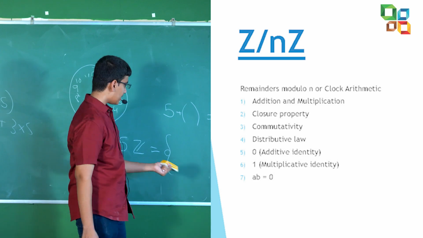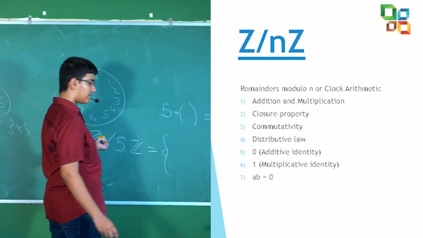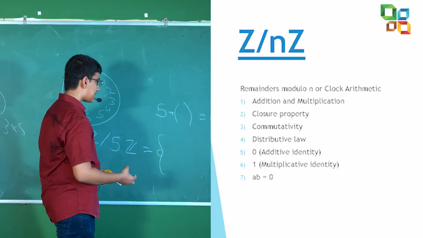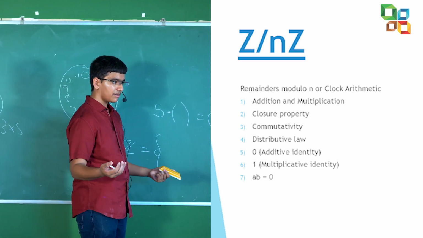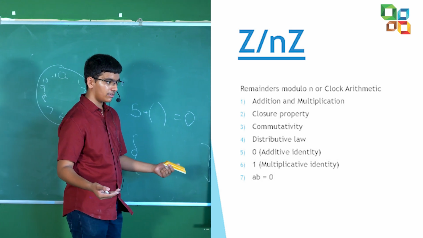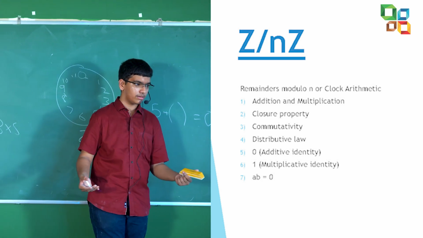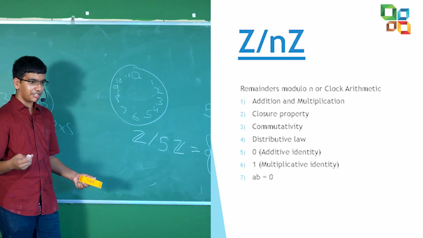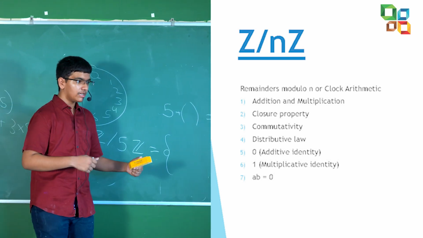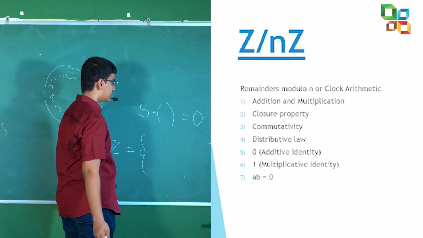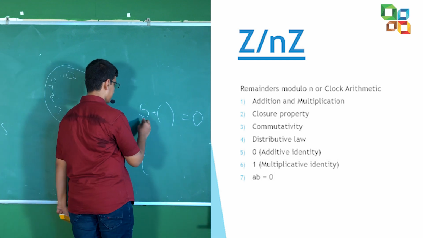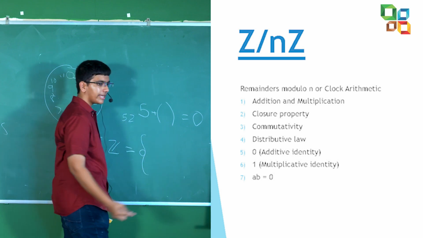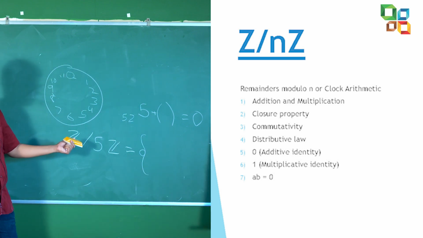Now you might ask, what about some larger number, let's say 72? What would you put in here? You put 0 to 71. You get it, because remainders go from 0 up. Now let's say Z mod 5Z, and take a random number, 52. What would 52 be in here, actually?